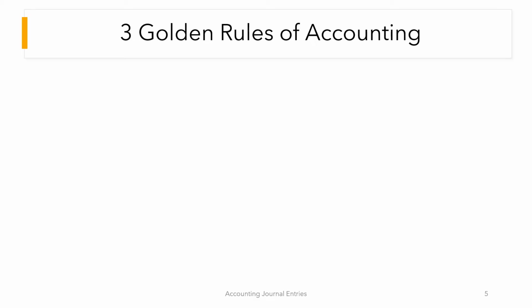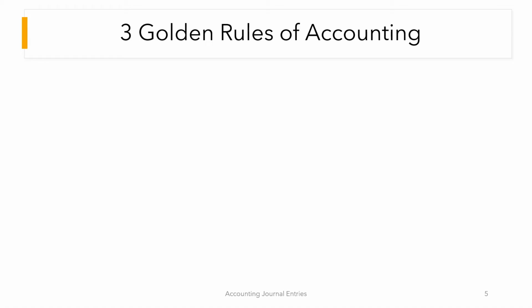So, what are the 3 golden rules of accounting? Let's understand this clearly because this forms the basis of all journal entries. There are different rules for different sets of accounts, and there are 3 different accounts. One is real, second is personal, and third is nominal.